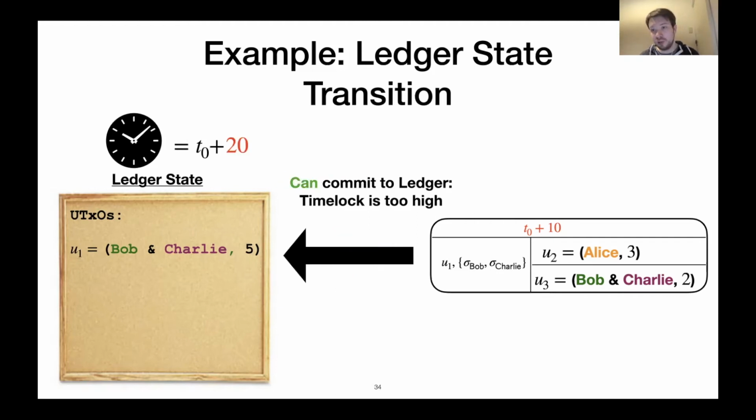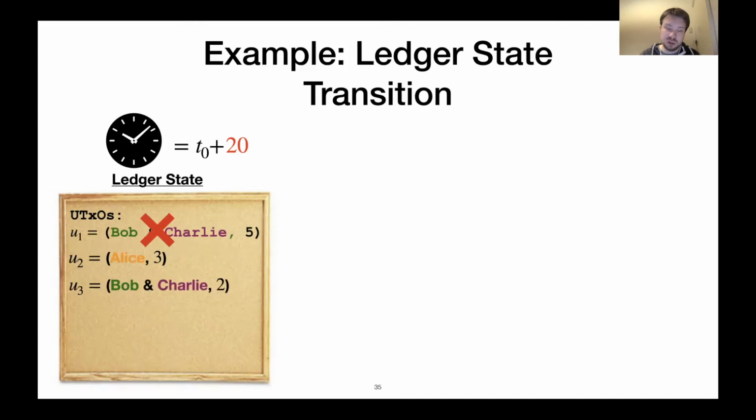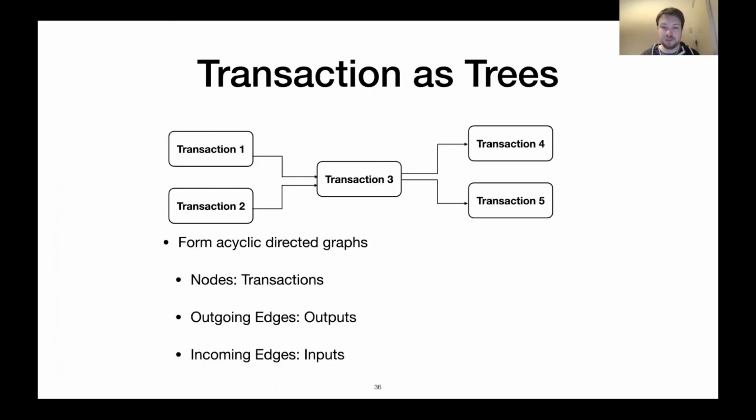However, if we wait 20 more time units, we can send the transaction to the ledger, and the effect would be that the UTXO U1 would be removed from the ledger state, but the UTXOs U2 and U3 would be added to the ledger state.